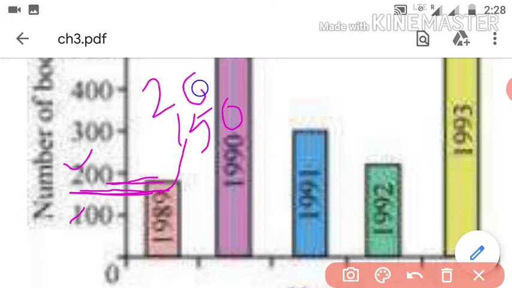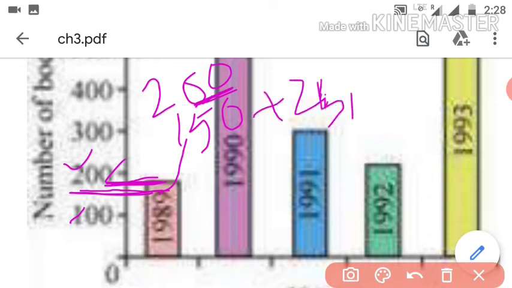Now 150 to 200. Between this, the middle line is passing through 1989. That means what is the middle point of 150 and 200? It will be how much? 25, isn't it? Meaning from here to here is 150, then in between how many are there? 50 are there. So this 50, if you divide exactly between 2, it will become how much? 25. It will become 25. So 150 plus 25 will be 175.